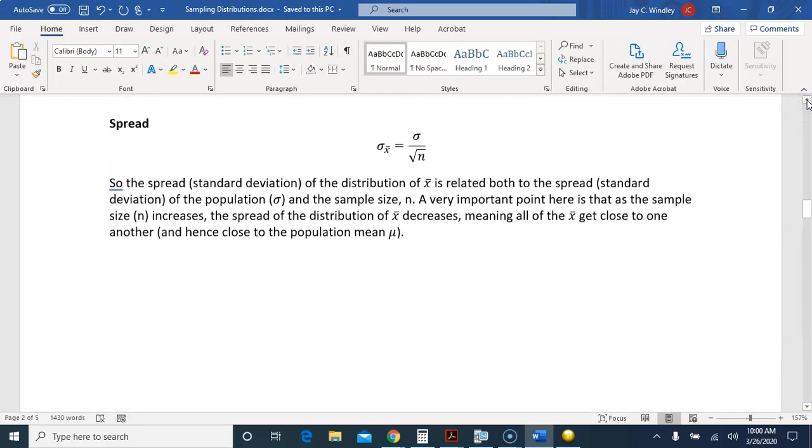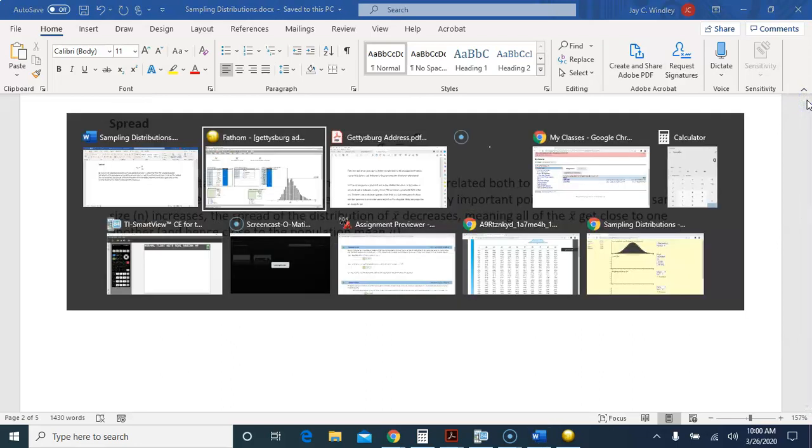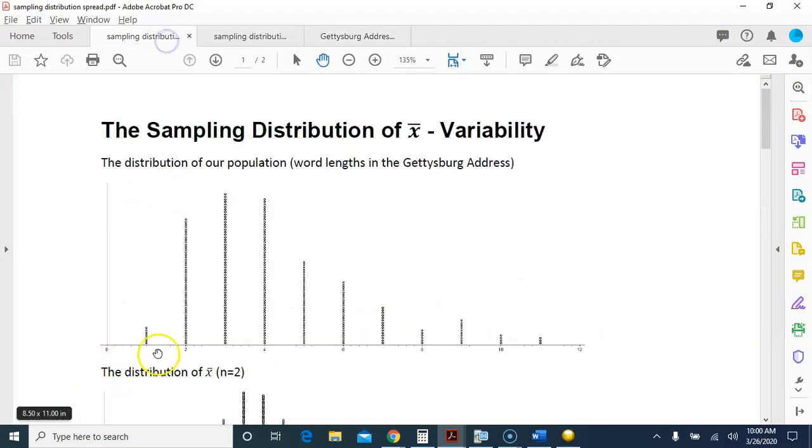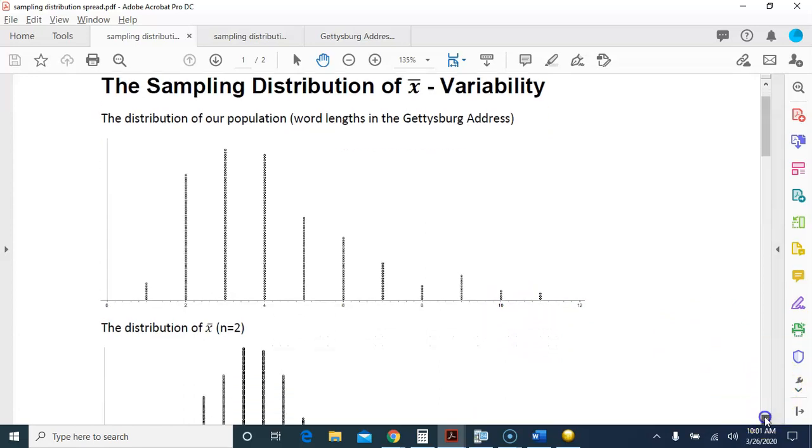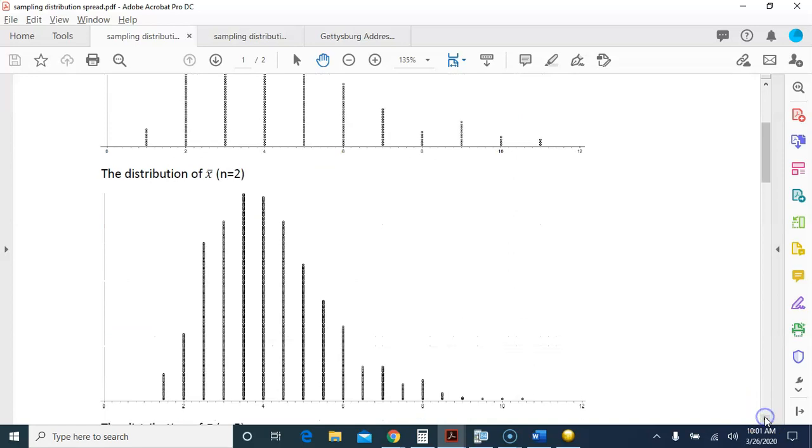So let me show you an example of this from the simulation, but this is a simulation that I've already done here. So this is our population of words in the Gettysburg Address. Some words have a length of only 1 letter, and some words have a length of 11 letters. If we grab samples of size 2, this is what the distribution of x bars looks like. Notice the x bar values go from here to here. They're a little bit less spread out than the population is. All of these graphs have a number line that goes from 0 to 12.